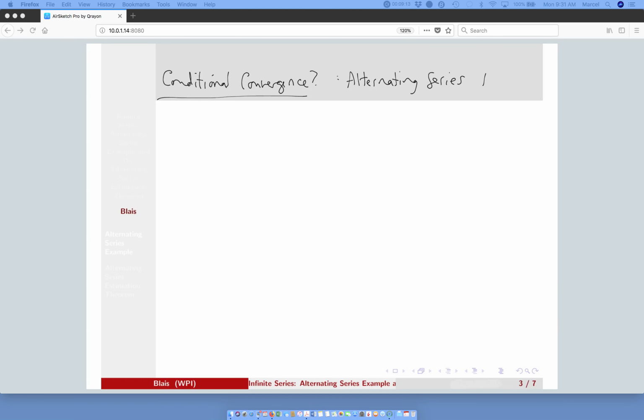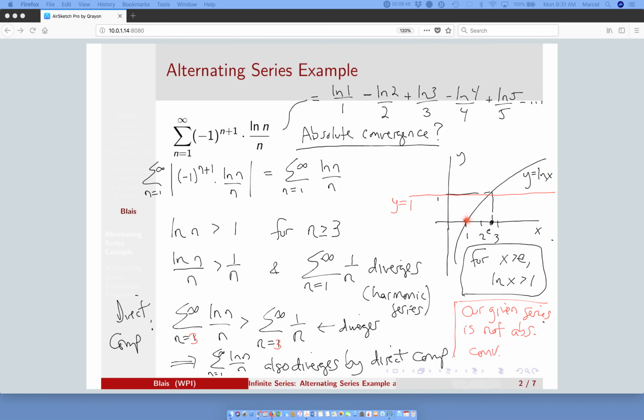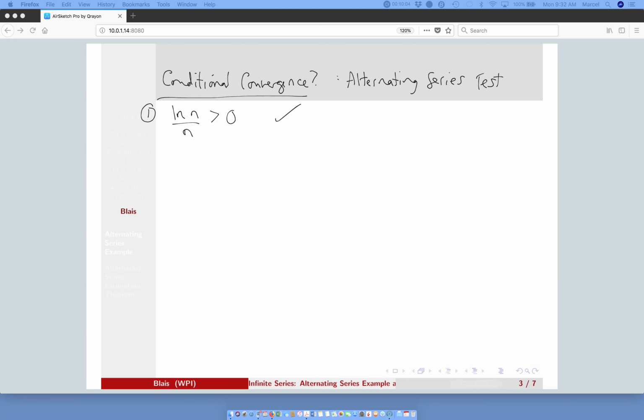And we check 3 criteria. We go through them one at a time. First, we check for the terms being bigger than 0. And this is true. Go back to our graph. Natural log of x is non-negative anytime x is greater than or equal to 1. And of course, the denominator is always positive, so this gives us our terms being positive.